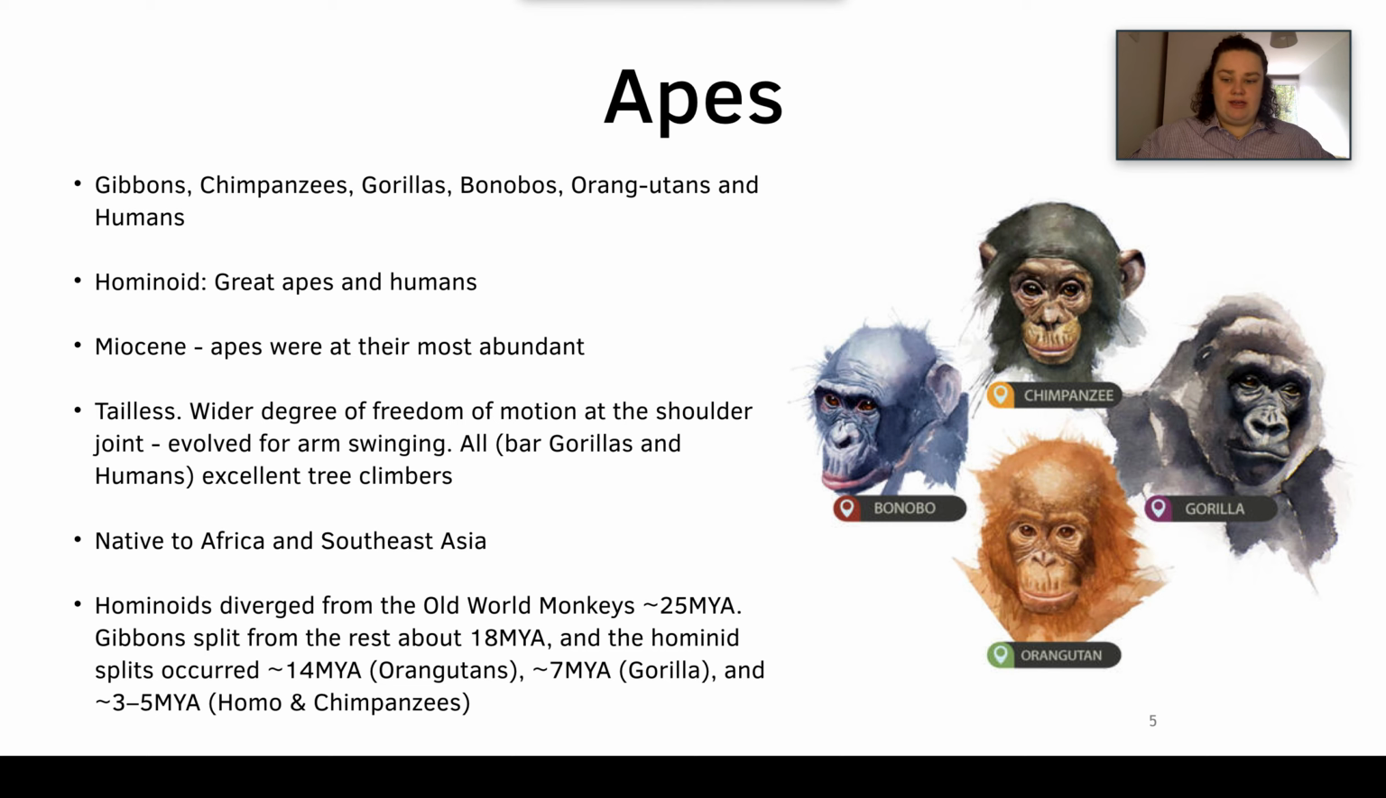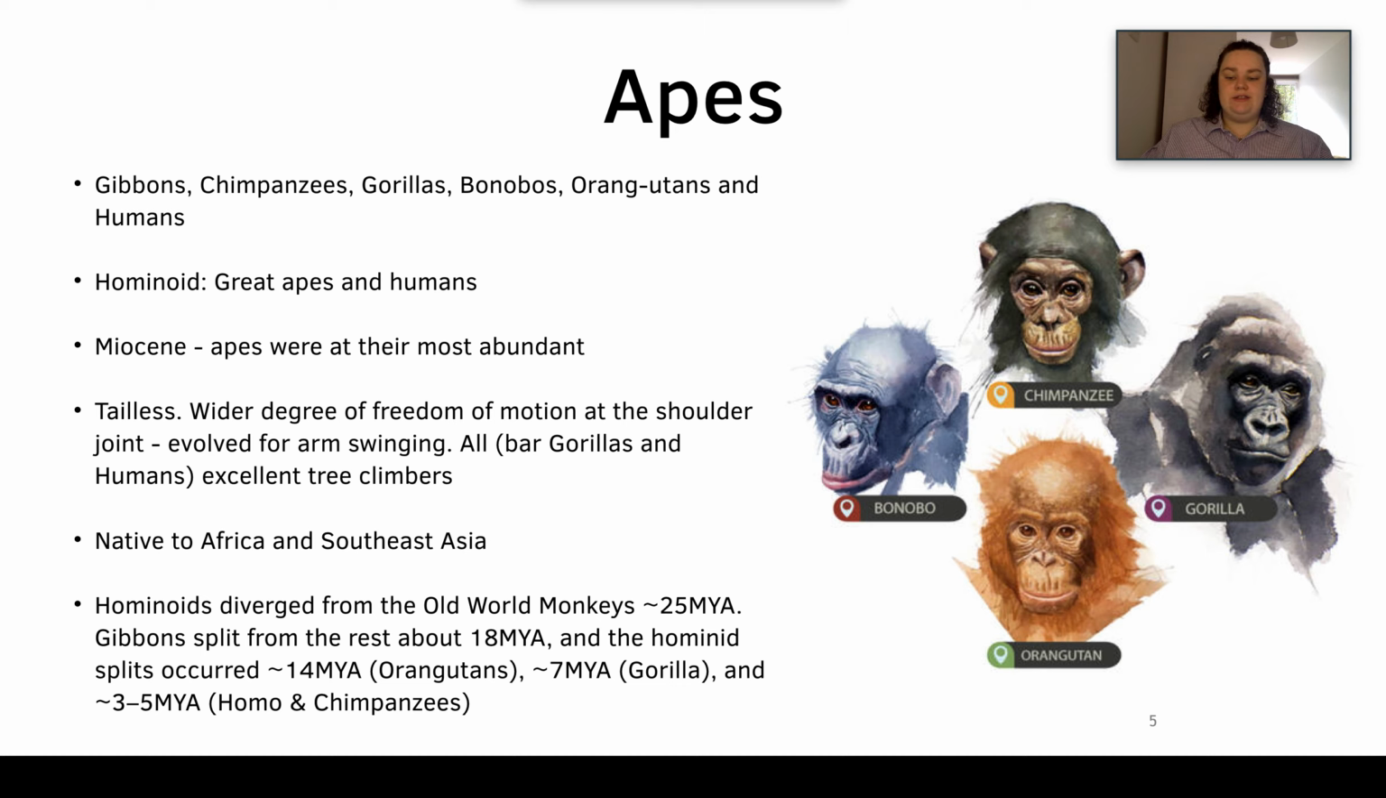Apes differ from monkeys by being tailless, and this gives them a wider degree of freedom for motion of the shoulder joint. If you picture an ape, you picture them with long arms swinging from tree to tree. This allows for greater shoulder movement from being tailless, because if they haven't got a tail, what else are they going to use to grab onto? For example, a spider monkey uses its tail more than an ape would if it had a tail. All of the apes, bar gorillas and humans, are excellent tree climbers, and they are native to Africa and Southeast Asia. Orangutans and gibbons are Southeast Asia, and the other three are Africa.